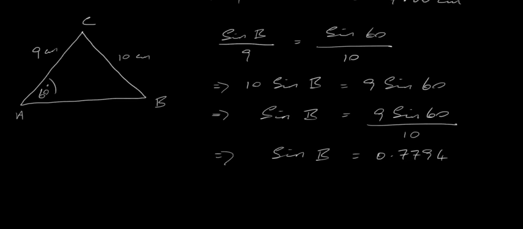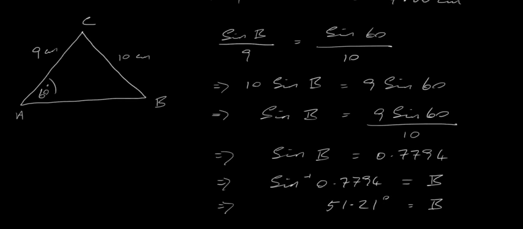So the sine of what angle will give me 0.7794? Well, there are two angles. There's one in the first quadrant and one in the second quadrant, because sine is positive in the second quadrant, and this is positive. So there are two angles that will give me a sine of plus 0.7794. The first one is the sine inverse of 0.7794. That will give me the angle B. You can do that on your calculator easily enough, and you will get B being 51.21 degrees.